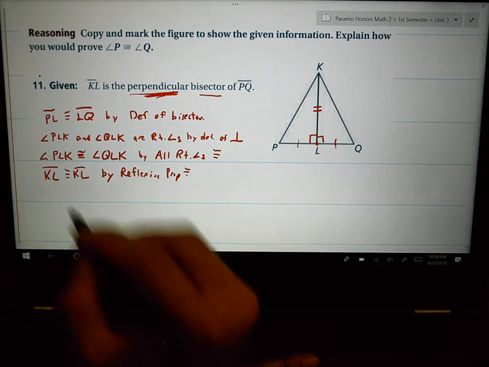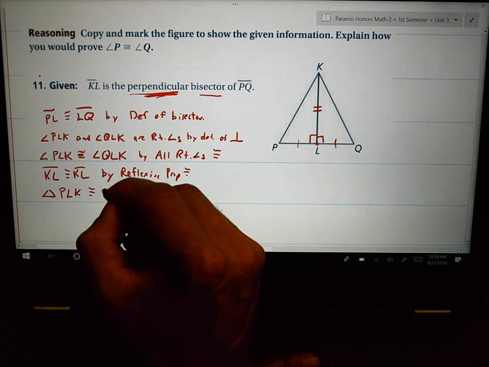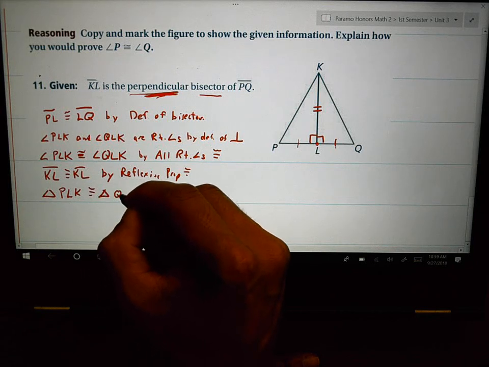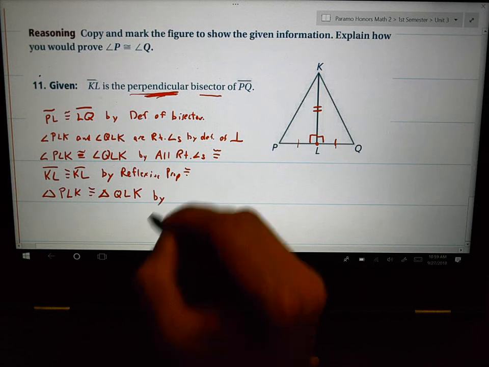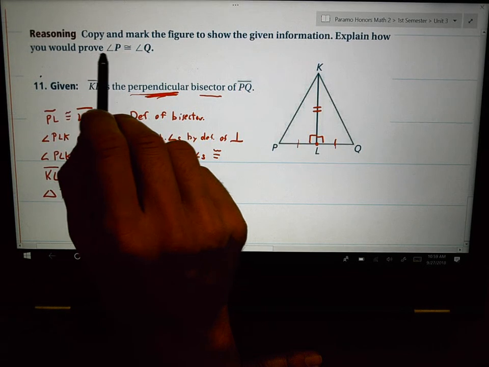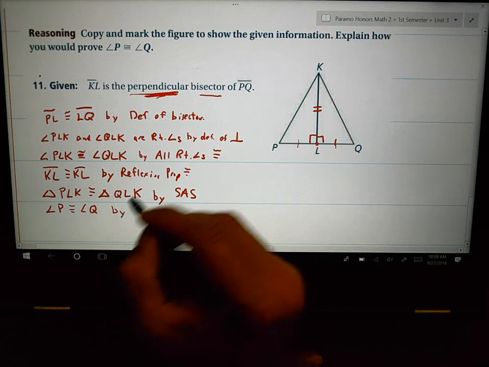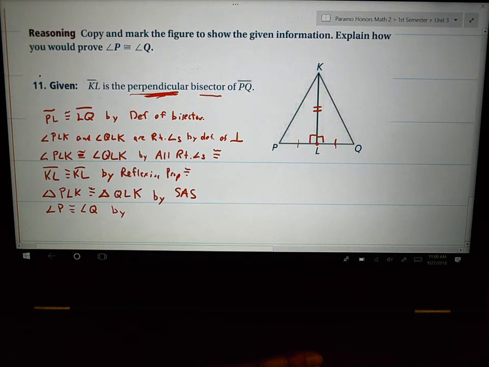Now what I can do is prove that triangle PLK is congruent to triangle QLK by which of the shortcuts can I use now? Awesome. SAS. I had to prove that the sides were the same, the angles were the same, and the other side was the same. Now I can use SAS. Now the triangles are the same, and I'm trying to prove that angle P is congruent to angle Q. Now that I've proven that the triangles are congruent, what can I use that will prove that their parts are going to be the same?